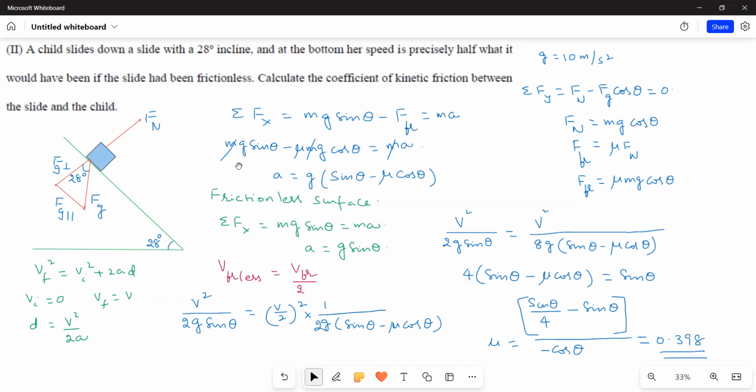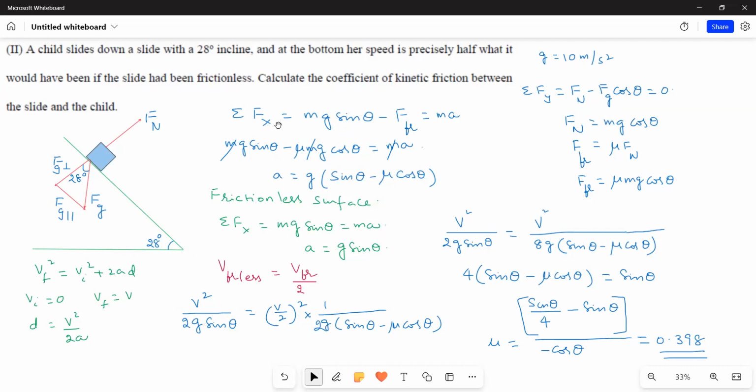Now, when I substitute this, mg sin theta minus mu mg cos theta is equal to ma, or a is equal to g sin theta minus mu g cos theta. Now we go for the frictionless surface. For the frictionless surface, simply mg sin theta is equal to ma, because Fg parallel is the only force acting on the child, which is pulling the child down.